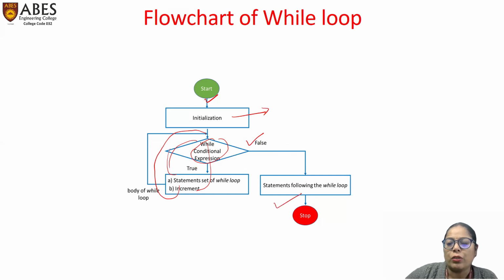and it will stop. So basically, unless and until your condition is true, two things are being done. First, the statement set of the while loop is executed and then it is incremented also. And once we encounter the false condition, it will execute the statements after the while loop and it will stop.